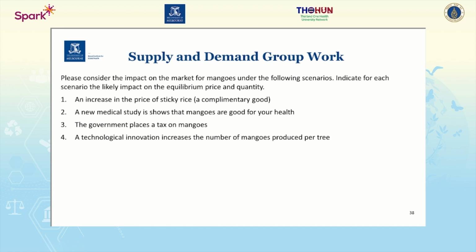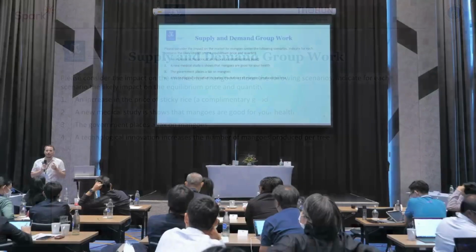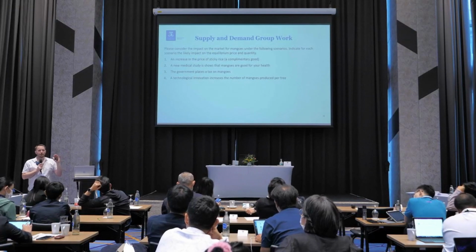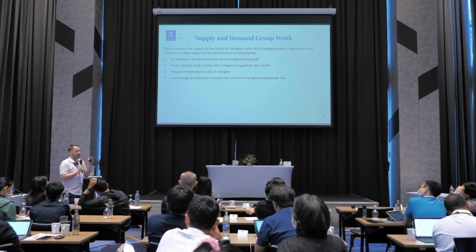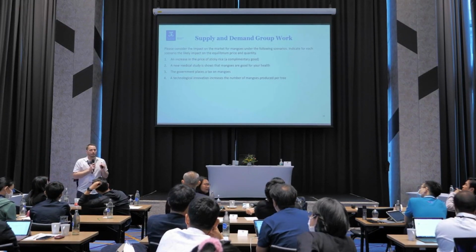And then fourth is a technological innovation, an increase in the number of mangoes produced per tree. So an increase in the amount of mangoes produced per tree. So have a quick think about this. I'll give you maybe 2 or 3 minutes just to think these through, and then we'll come back and discuss as one big group. Sticky rice is a complementary good to mangoes. So when you're thinking about this visually as a graph, where you have supply and demand intersecting, what do you think is going to happen?